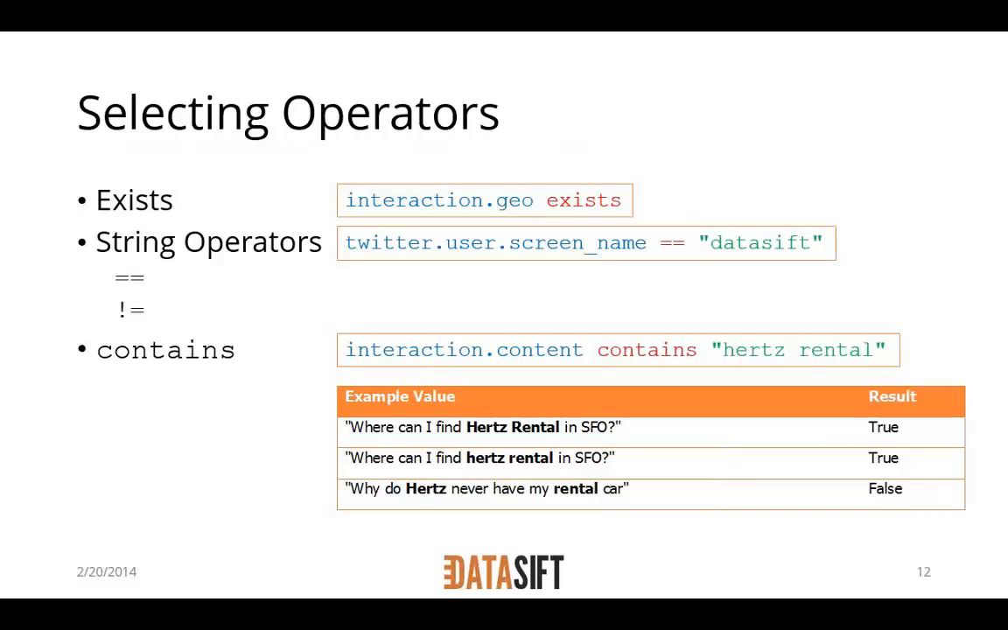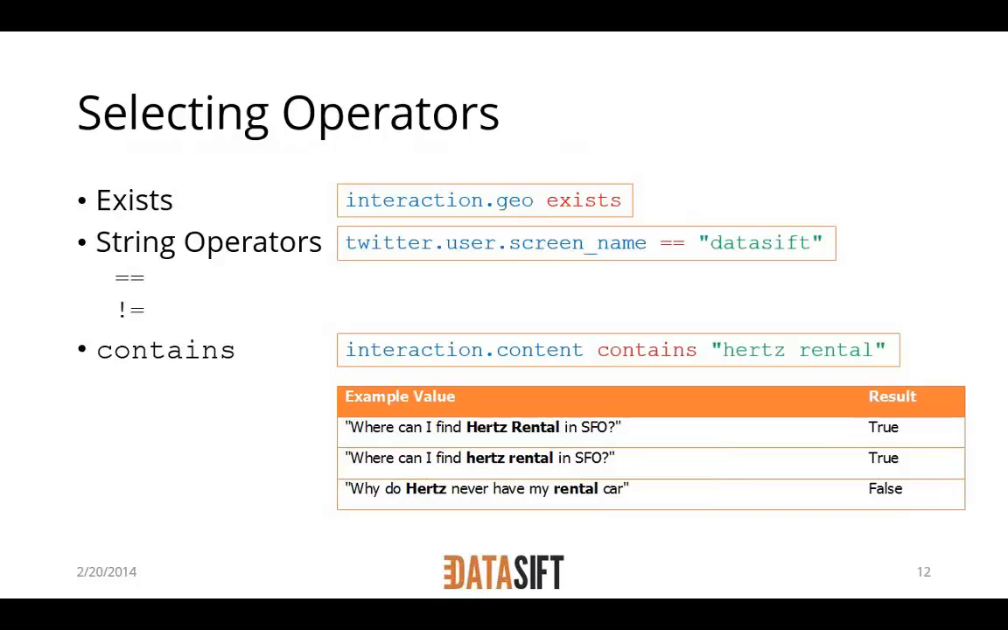String operators are very common ones. Example there is twitter.user.screenname, and then we've got 2 equal signs and DataSift. The 2 equal signs mean I want to see exactly this string and nothing else. So nothing in front of it, nothing after it, just that one word. And not equals is exclamation mark before an equal sign.